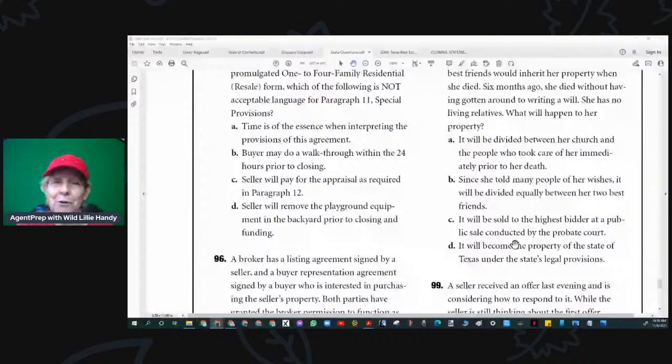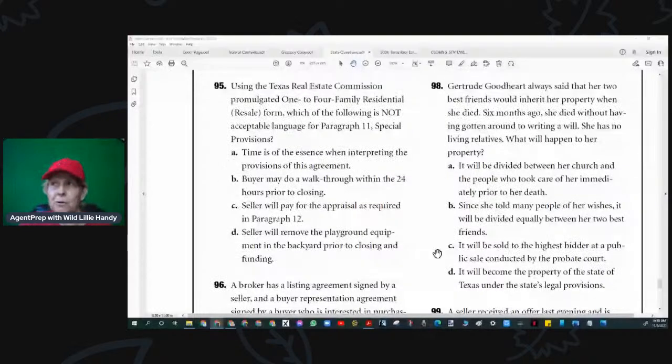So what happens when an individual doesn't have a will before they pass away? You know, hearsay, who knows? We don't know for sure, right? There would have to be a bunch of affidavits done to prove that. But if they don't have a will, where does it go? What happens to any property that Gertrude Goodhart had or owned? Okay, take a moment to read the question and type in the question and the answer.